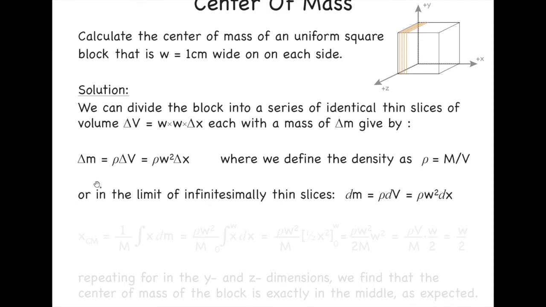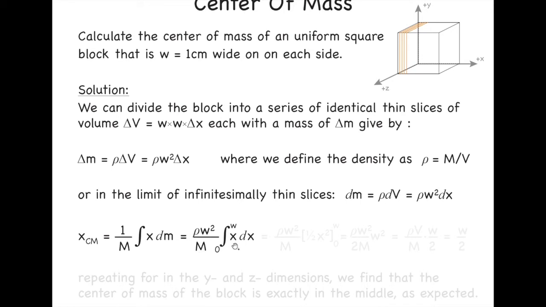Or if we take this to a limit of cutting this up very, very finely, we have infinitesimally thin slices where instead of writing it as delta m, we write it as dm, right? A little differential slice in mass is equal to rho dV instead of delta V, which is equal to rho w squared dx instead of delta x, right? So now we can take the integral of all these slices together, but a weighted integral, weighted by the mass of each slice, and then we divide by the total mass to give us the center of mass, right?